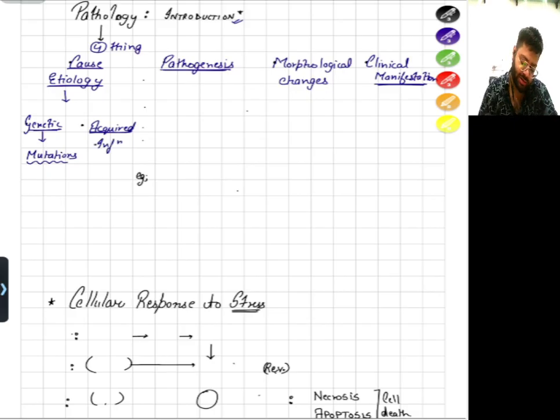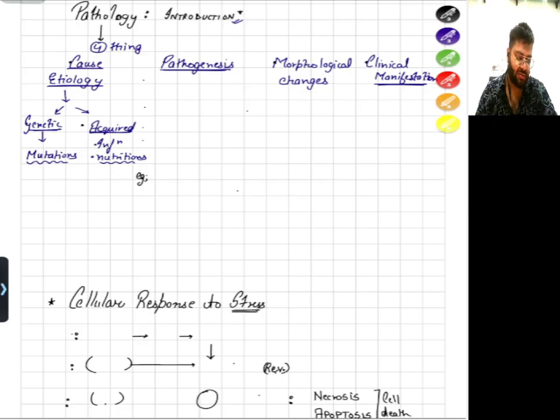The other will be nutrition defect. If there is some deficiency or something like toxicity, it will be an acquired cause of a disease. So basically, we got two headings here in causes and etiology. We are going to classify into these two.